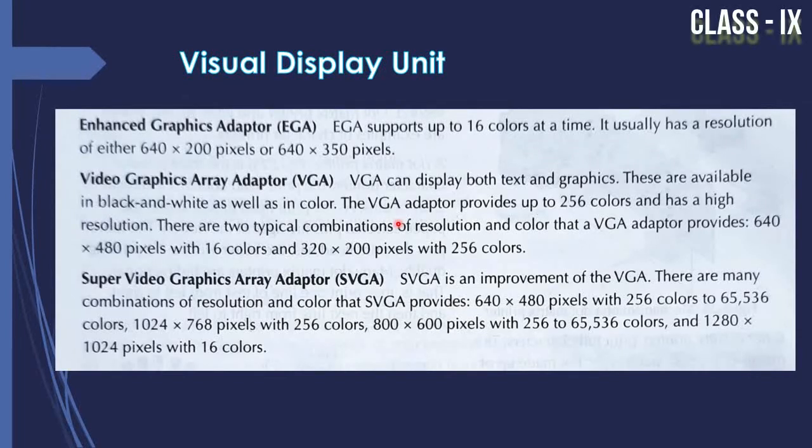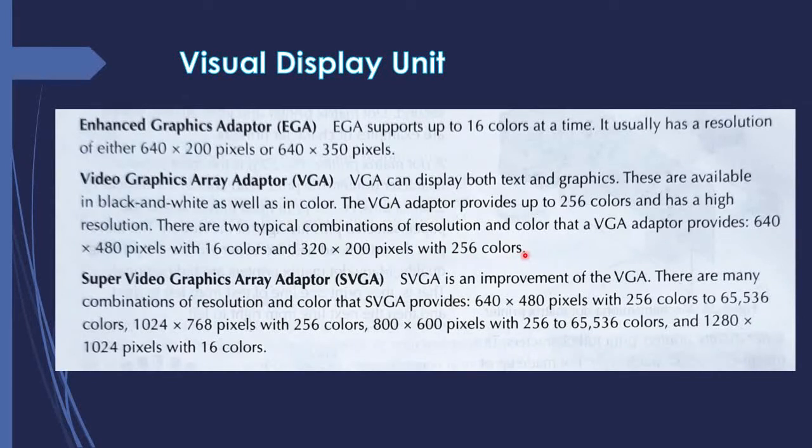After that, it was developed into VGA, the video graphics array adapter. VGA displays both text and graphics, and is available in black and white as well as in color. The VGA adapter provides up to 256 colors and has a high resolution also. There are two combinations of resolution and color that the VGA adapter provides: 640 by 480 pixels with 16 colors, and 320 by 200 pixels with 256 colors.